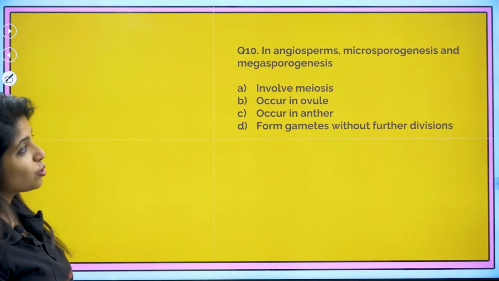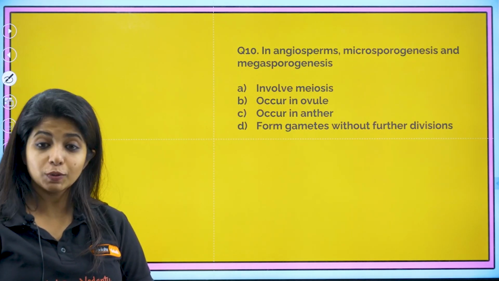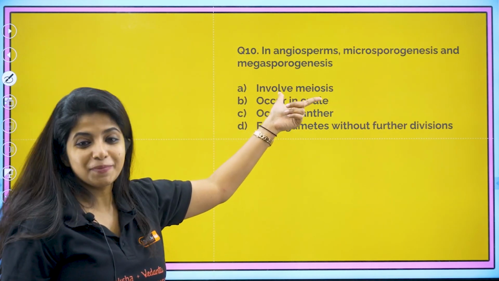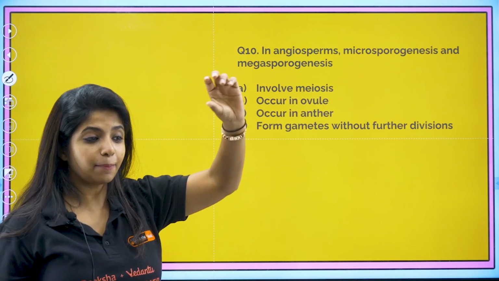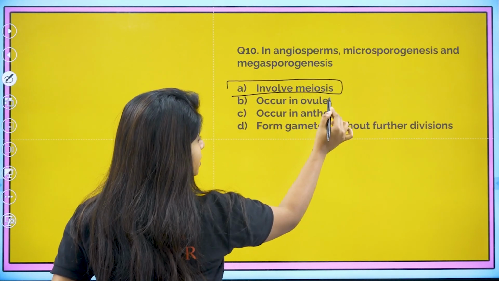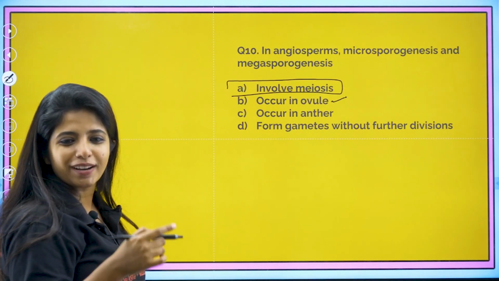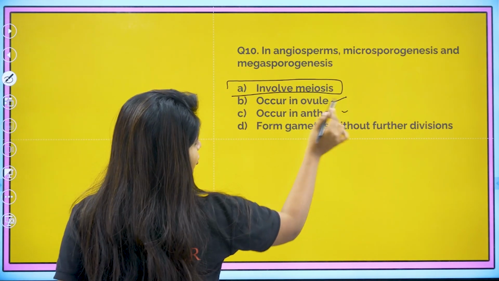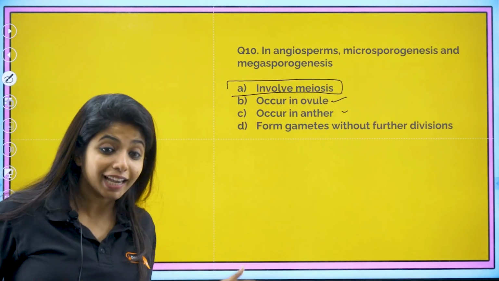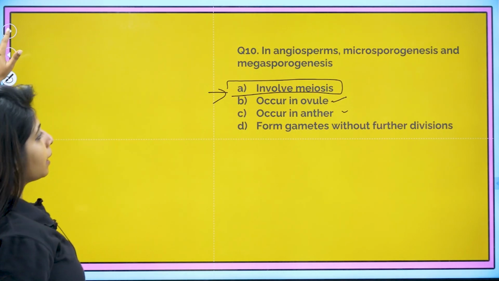Now going ahead, in angiosperms, microsporogenesis and megasporogenesis involve what? We saw both of them. They involve meiosis, right? Meiosis was happening, one division, then the next division. So it is common that they have meiosis. Occurs in the ovule? No. Megasporogenesis occurs in the ovule. Microsporogenesis occurs in what? The anther? No. Form gametes without division? There is nothing in this world that can form gametes without divisions. So basically your answer would be A.